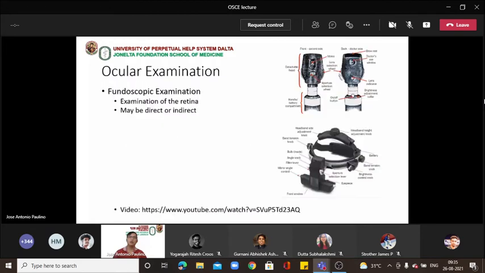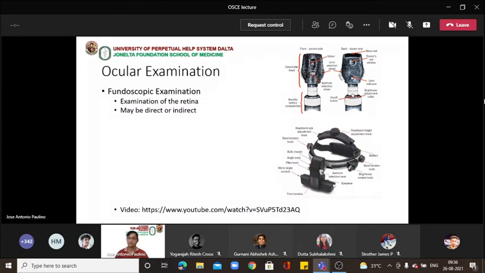Moving forward, the next part of the ocular examination is the fundoscopic exam. That is examination of the retina using an ophthalmoscope. If you notice here on the right side of the slide, we can see two instruments. The one above is a direct ophthalmoscope, while the one below is an indirect ophthalmoscope. For your OSCE, we only need the direct ophthalmoscope. Please watch the video with the link below in your free time because this is what you should explain.